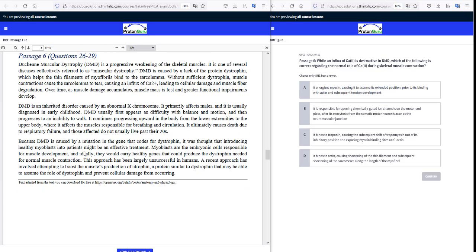All right, on to passage 6. While an influx of calcium is destructive in DMD, and this passage is about muscular dystrophy, which of the following is correct regarding the normal role of calcium during skeletal muscle contraction? So the normal role of calcium during muscular contraction is to bind to troponin, which causes it to shift tropomyosin to its alternate position.